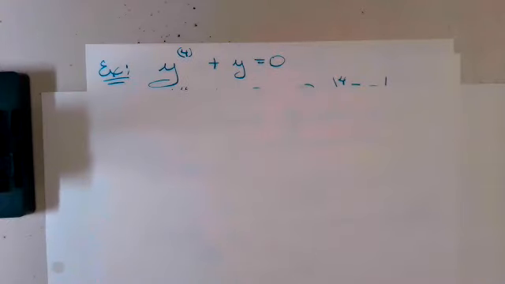Let's look at one more example. So in this example, it looks, oops, you can't see it. It looks even more innocent than the last one. It's the fourth derivative plus the unknown function equals 0. Just solve it, find the general solution.